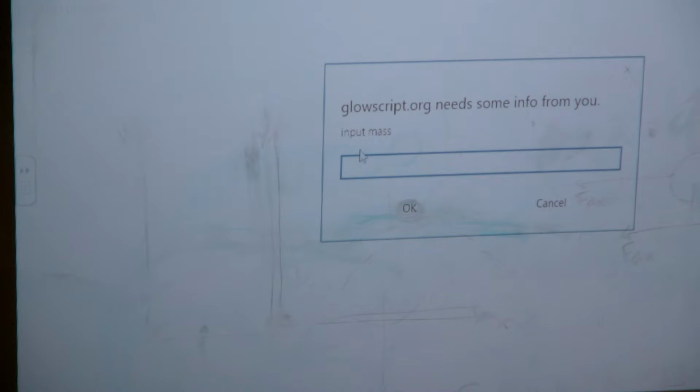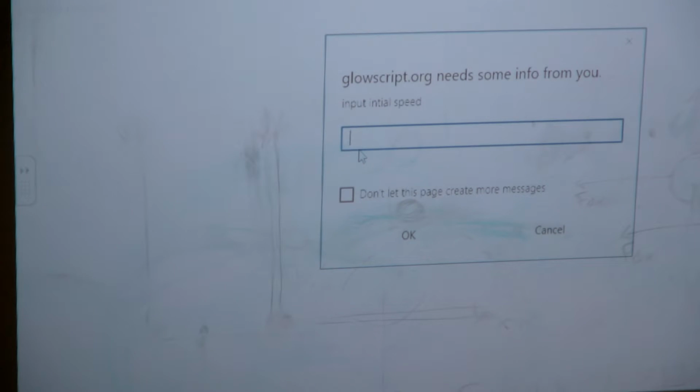So we were given a mass of 6.2 kilograms. We were given the initial speed of 41.2. The angle from the x-axis is going to be 51.2 degrees. Our radius is 0.5 meters. The viscosity of the fluid is going to be 0.55.